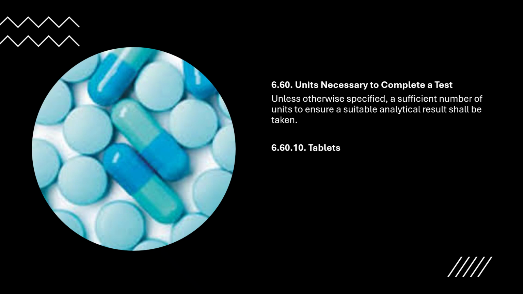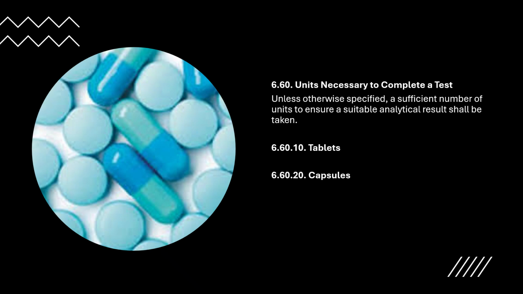So next is 6.60.10, that is tablets. When a tablet monograph requires weighing and finally powdering a specified number of tablets, the counted tablets are weighed, for example 20 tablets or 10 tablets, and reduced to fine powder. So after weighing, you need to crush the tablets to get the fine powder. Then a representative portion of the powdered tablets is accurately weighed for the analysis. So after crushing and getting the fine powder, you can take the weight of that powder, right.